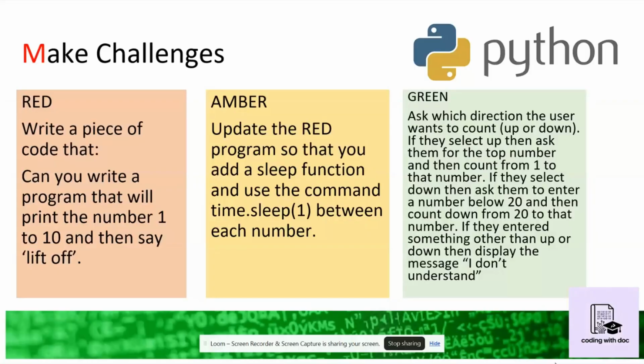So the last challenge of this exercise is this make challenge. And you can pick which one you do. The red and amber are pretty similar, but amber's going to require you to look something up online and to try and search out how to do something. Of course, I'm going to work through the answer with you in a few moments, and you'll be able to check that anyway by just letting the video play on. So let's just go through what the 3 challenges are. There's the red one. Can you write a program that starts and says 1, 2, 3, 4, 5, 6, 7, 8, 9, 10, and then says lift off?